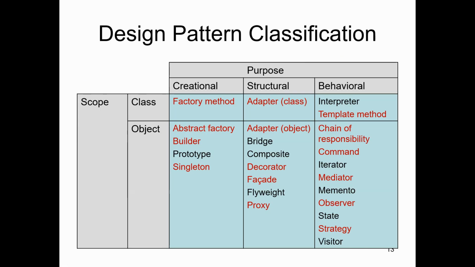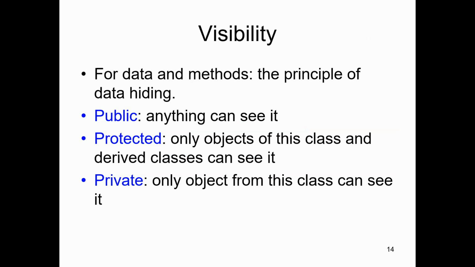Okay, so when we're talking about delegation, we're talking about visibility. To use a method from another class, that method has to be declared as public or protected. It cannot be declared as private. And then we see the differences of these three visibilities. Public means anything can see it and use it, and protected means only objects of this class and the derived classes can use it.